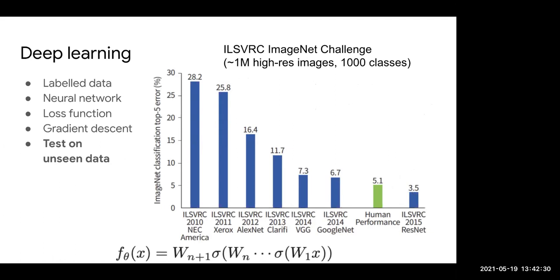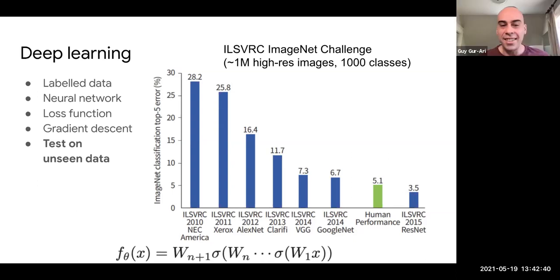A question about the human performance score, because wasn't the data set originally labeled by humans? I'm just curious about what that error is. Yeah, that's a great question. So human performance is not a fixed number, because one thing that's pretty clear, for example, is how motivated are the humans?